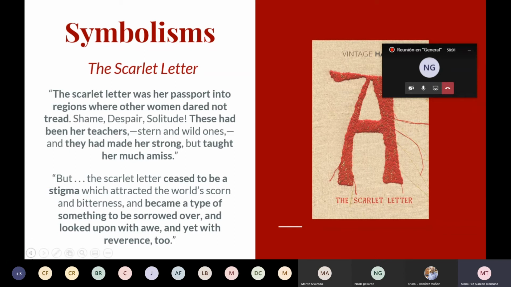It says the scarlet letter was her passport into regions where other women dare not tread. "These had been her teachers, and they made her strong, but thought her much amiss." The scarlet letter ceased to be a stigma and became a type of something to be sorrowed over and looked upon with awe, and yet with reverence too, because people ended up admiring her and looking up to her.